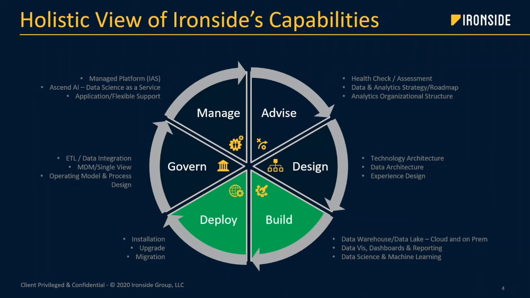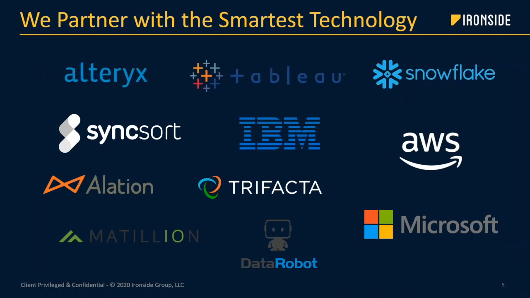We also have managed services, and one of the latest offerings is Ascend AI, which is data science as a platform. The ones highlighted here in green are mostly what we are going to talk about, where Matillion plays a role. And Ironside, as you can see, has partnerships with some of the top names in the industry. So here is a short list of those.